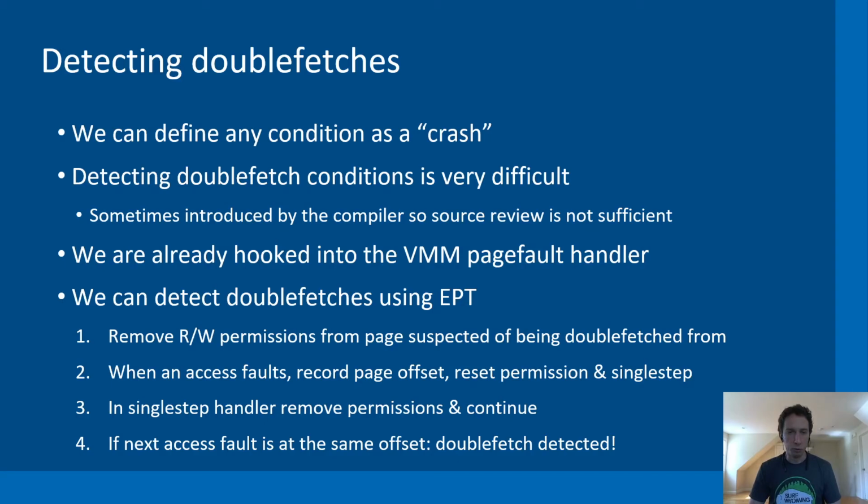You can just remove the read-write permission from that page and detect when it's being accessed. And obviously, if the same offset from the page is being accessed twice in a row, that's the definition of a double fetch. And we can do that easily using the hypervisor on Xen.